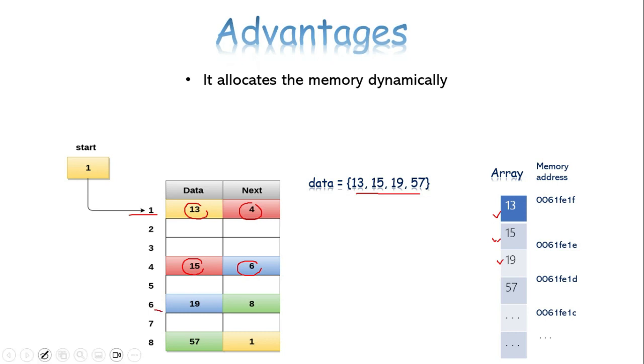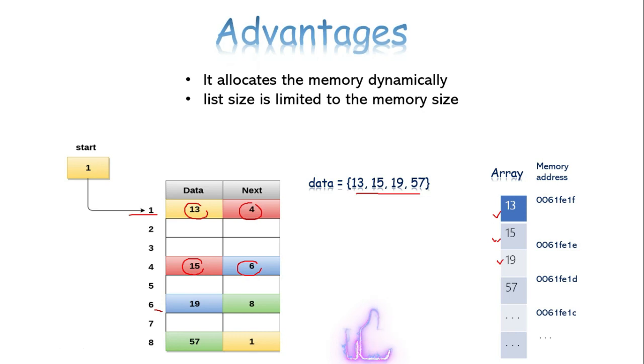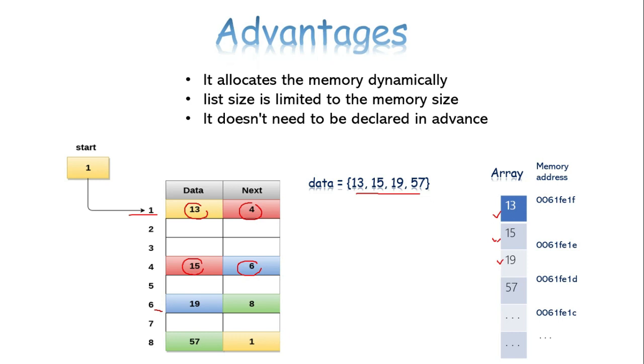So in the linked list, the node can reside anywhere in the memory and link together to make a list. This achieves optimized utilization of space. The list grows as per the program's demand and is limited to the available memory space. And because of this, it doesn't need to be declared in advance.